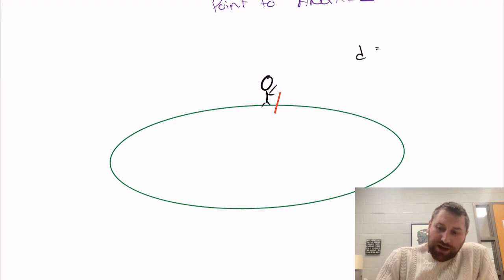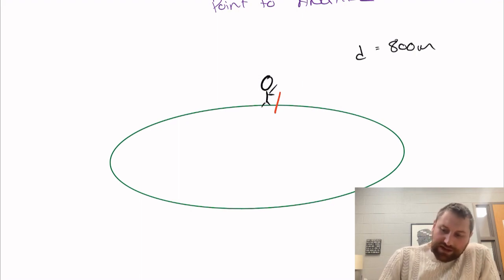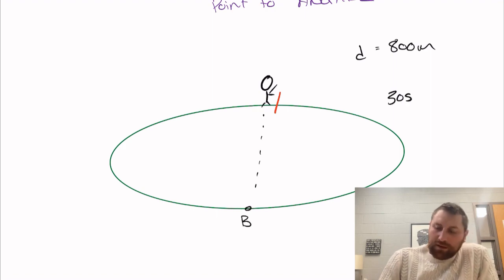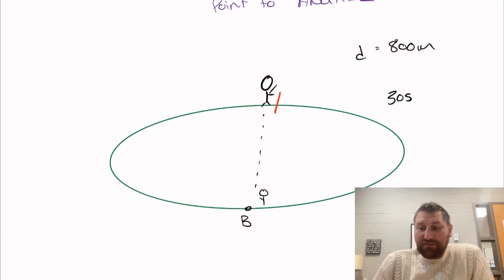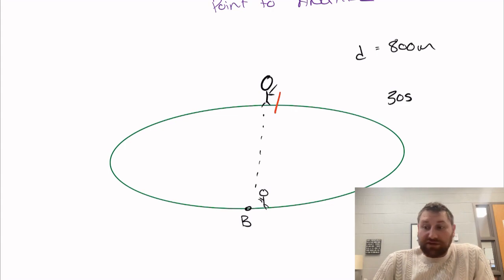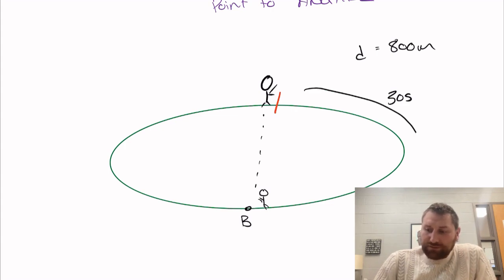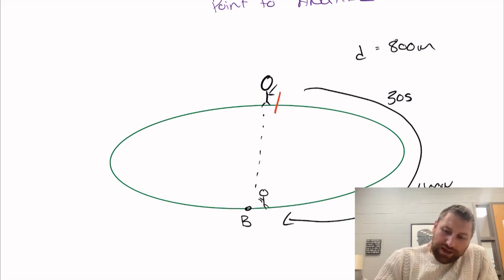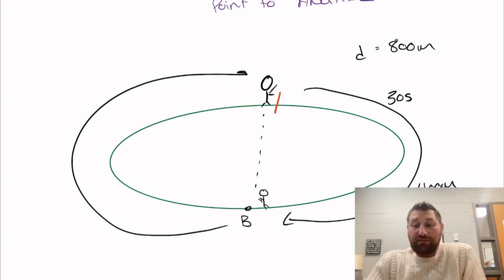So if I travel in, let's say, 30 seconds over to this part, point B, here I'm going this way now, right? What is the distance that I've traveled? The distance that I've traveled is half the track, so 400 meters. Now if I continue that whole way, what's my distance traveled? My distance traveled will be 800 meters.